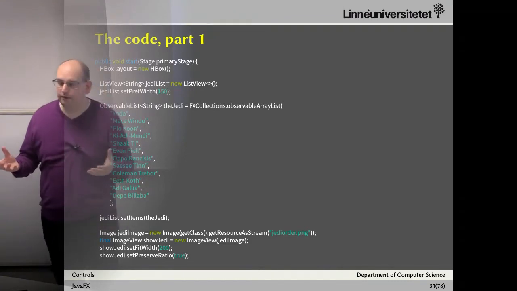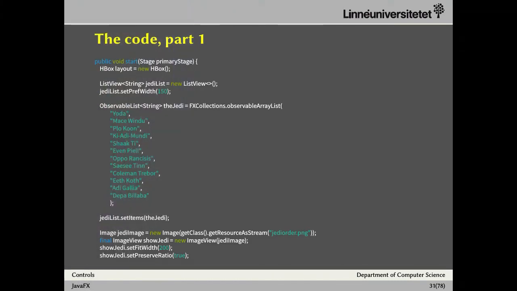The list view itself, which is the visible part, is merely a class, ListView, of a specific type, in this case String. And then we have this observable list, which I just populate as an array list, so a number of members of the Jedi Council. Well, these are my lecture notes, so I can do whatever I like. And then, after that, we set this observable list to be with the Jedi list, which is the list view itself.